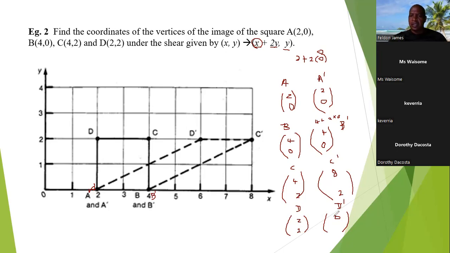And so if you look carefully where C dash is now and D dash. So C dash is 8 and 2. So here you have X equal 8 and Y equal 2. So this is 8 and 2. D dash would be what? 6 and 2. So here we have X equal 6 and Y equal 2. Everybody see that?